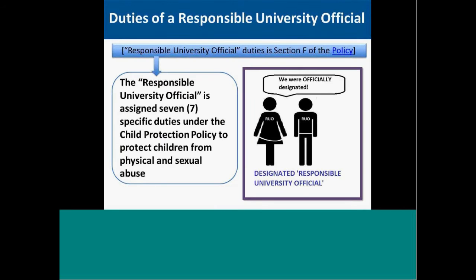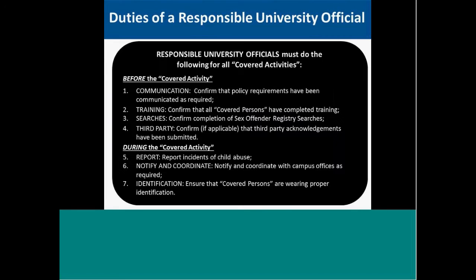The duties of the responsible university official are listed in Section F of the Child Protection Policy. The responsible university official is assigned 7 specific duties under the policy to protect children from physical and sexual abuse. The responsible university official must do the following for all covered activities before the covered activity commences and during the covered activity.